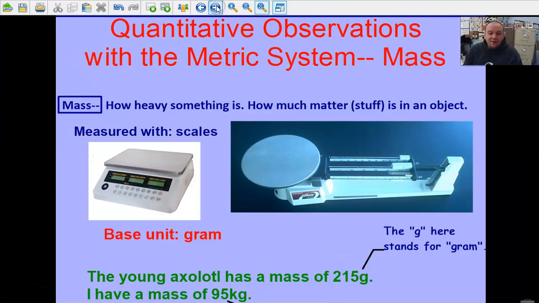And then finally, for mass we use grams. A gram is about the weight of a paper clip, and we also use kilograms, which is 1,000 paper clips together, or 1,000 grams. And something like a big combat boot is about the weight of a kilogram.